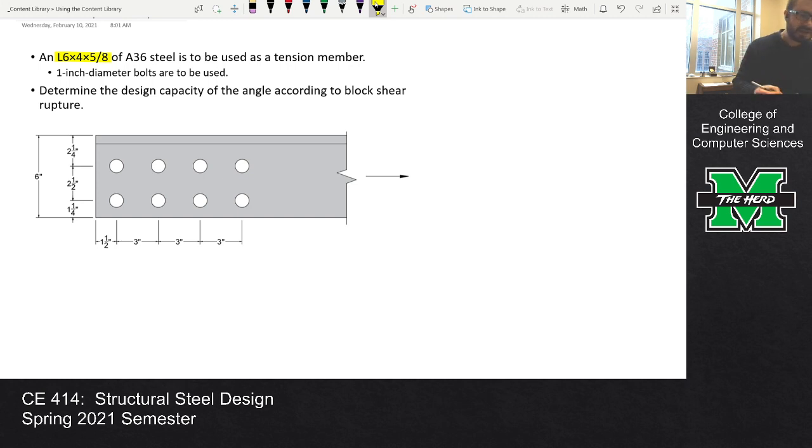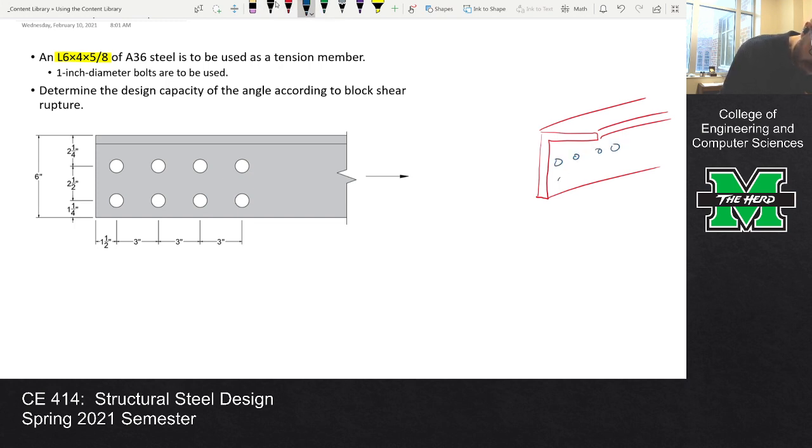So just so everybody understands the three-dimensionality of what we're doing here, we've got an angle that goes off into the distance like this, and we've got holes like that. This is kind of what we're looking at for this problem. Okay, everybody good there?